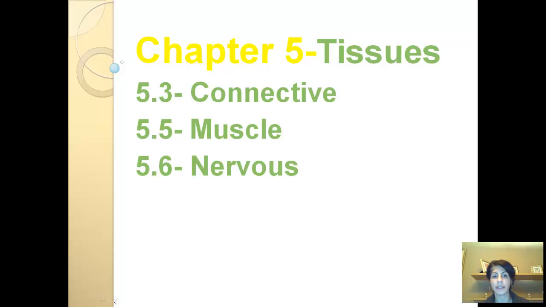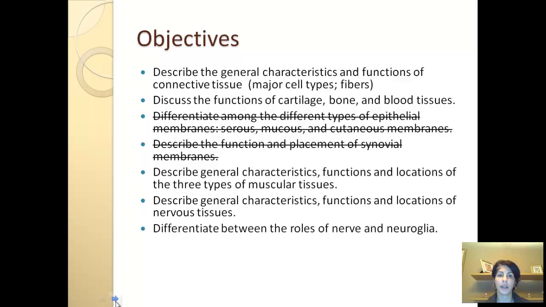In this video, we'll be taking a look at connective, muscle, and nervous tissue. The objectives for this unit have actually changed a little bit. We're going to focus on the cutaneous membrane, serous and mucous membranes, and also the synovial membranes a little later when we talk about the musculoskeletal system. So we're going to focus not only on the different types of connective tissue like cartilage, bone, blood tissue, and connective tissue proper, but also the muscular and nervous tissues and the differences between nerves and neuroglia.